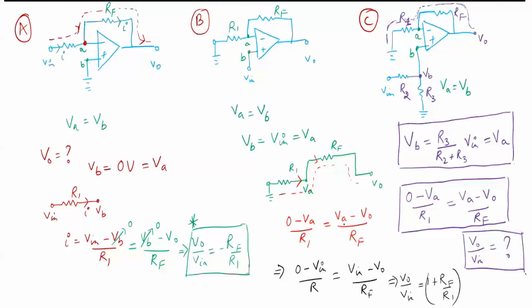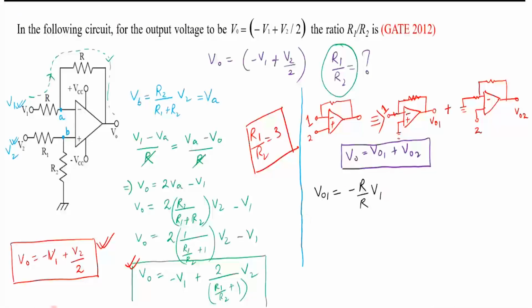You can see here, this is the circuit, right? The gain is minus RF, the feedback resistance, by the input resistance. So I'm writing it here. Okay. What about V02?